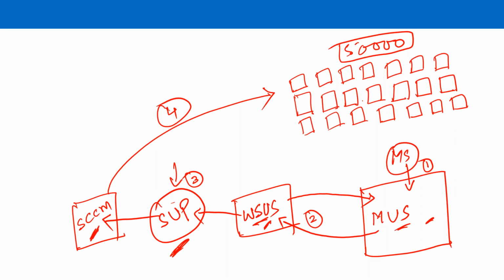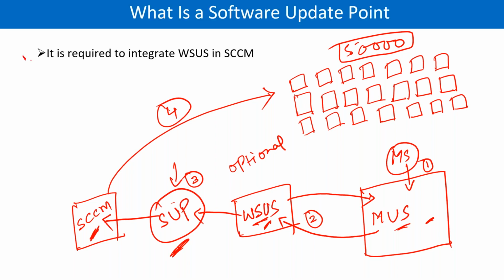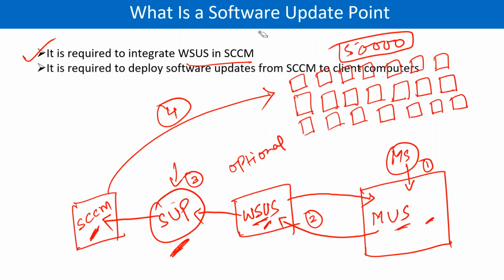It is an optional role, guys. Okay, it is an optional role. Make a note of it: it is required to integrate WSUS into SCCM. We are talking about the software update point role. What is a software update point role? It is required to integrate WSUS into SCCM. Point number 2, it is required to deploy updates from SCCM to client computers, right? From SCCM, you can deploy updates to client computers. That is the second point.